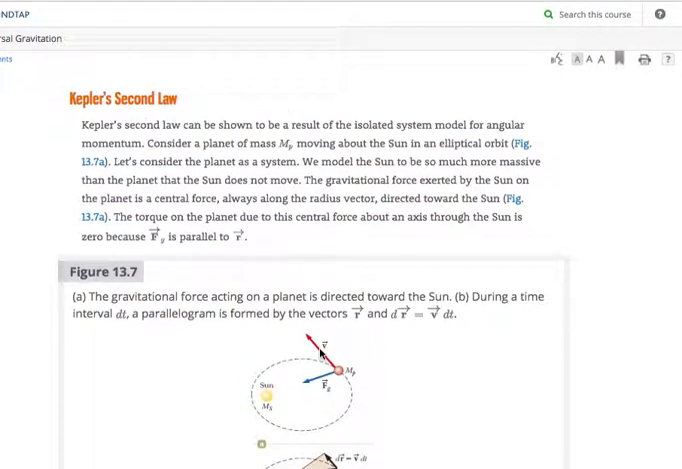Well, the second law is very similar to that because it speeds up and slows down. The area from here to here is equal to the area from here to here. In equal times, an equal area is traced.